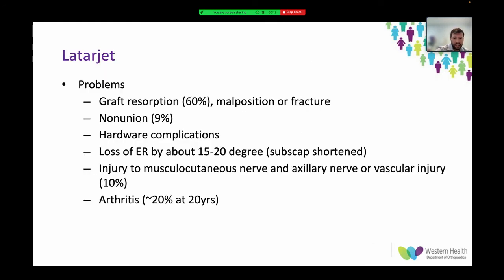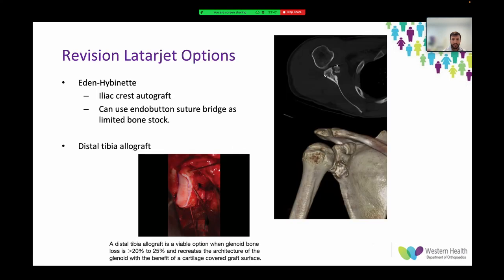Problems with the Latarjet are numerous. There's graft resorption, which goes up to 60%, malposition, or you can fracture the graft as well. Non-unions reported up to 9%, and screw back out is a common issue as well. Loss of ER by about 15 to 20 degrees is what you'd expect, as subscap is shortened, and also your capsular repair. Injury of the musculocutaneous nerve and axillary nerve, or a vascular injury, is quoted in up to 10%. And there's a reported 20% rate of arthritis at 20 years.